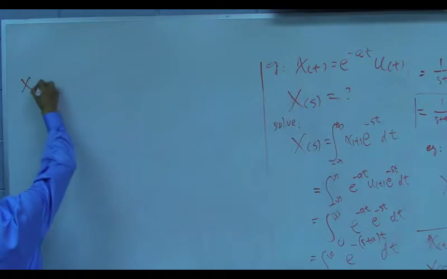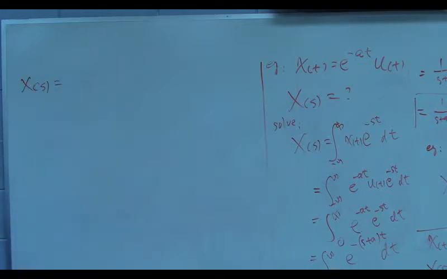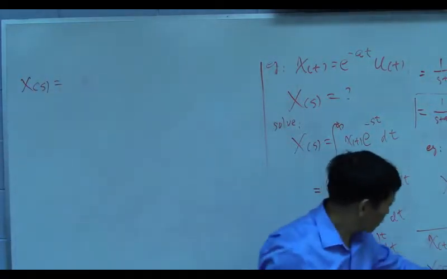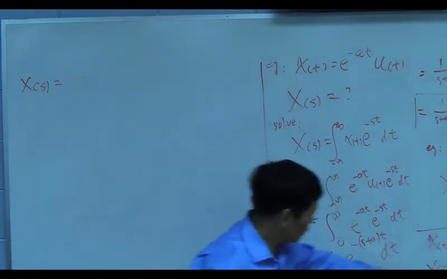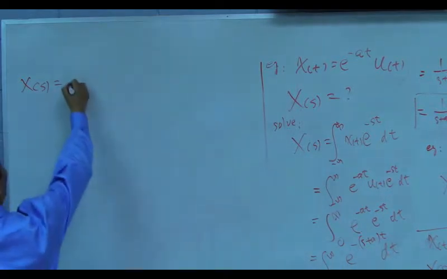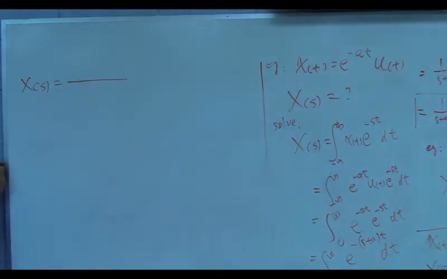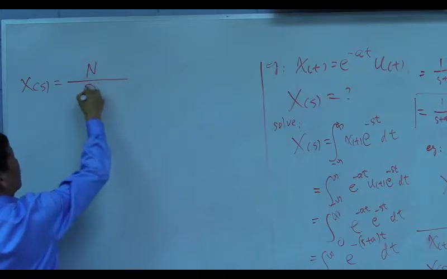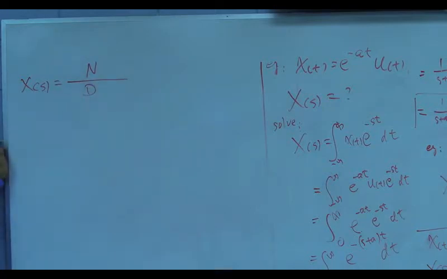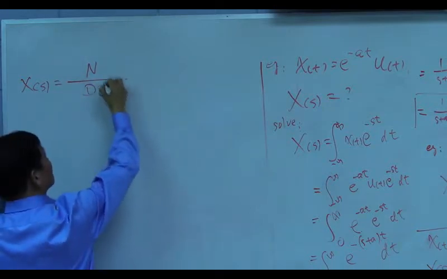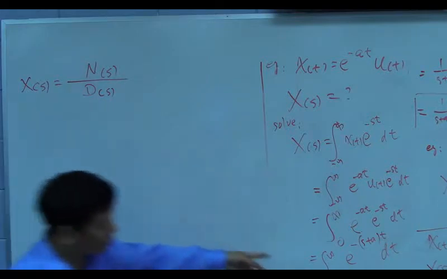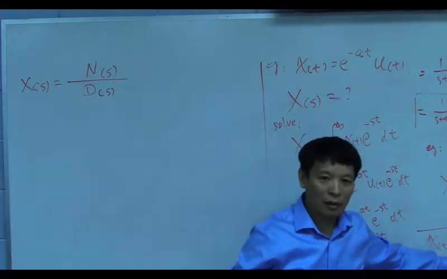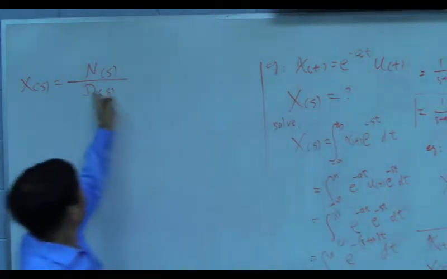Now we know X(s) is a polynomial, looks like this, in terms of s, right? So this one equals 1 over s plus 1. So in general, this can be represented by a numerator divided by a denominator, and both are functions of s. In this example, the numerator equals 1. The denominator equals s plus 1.